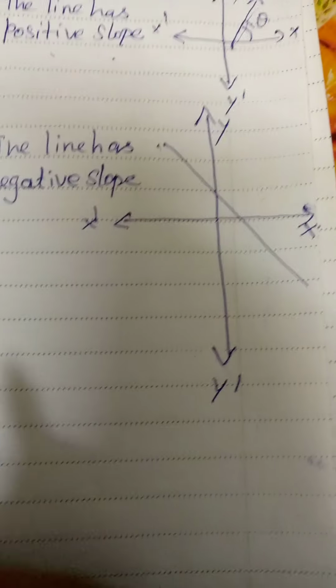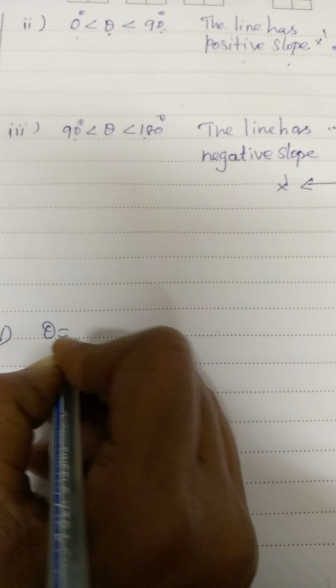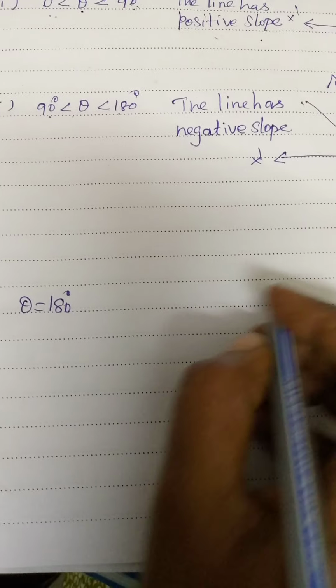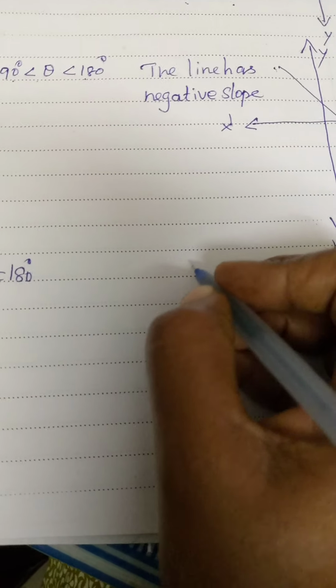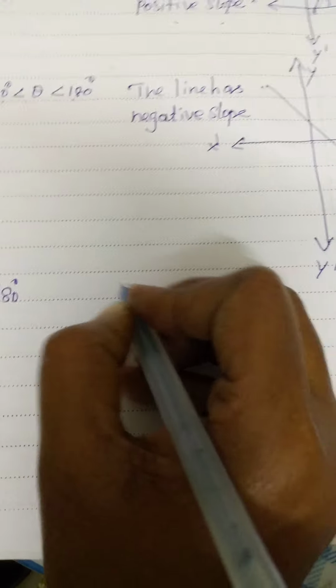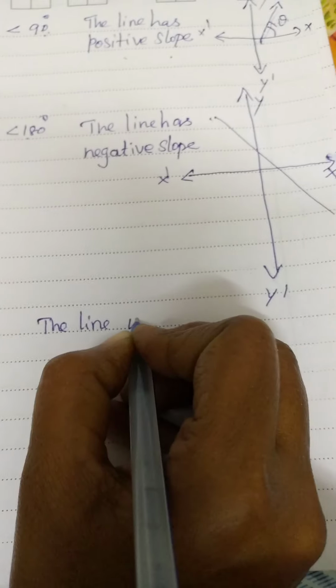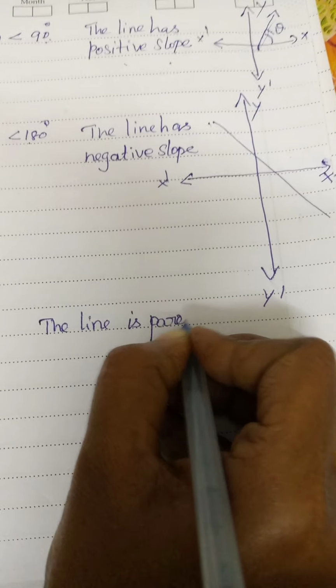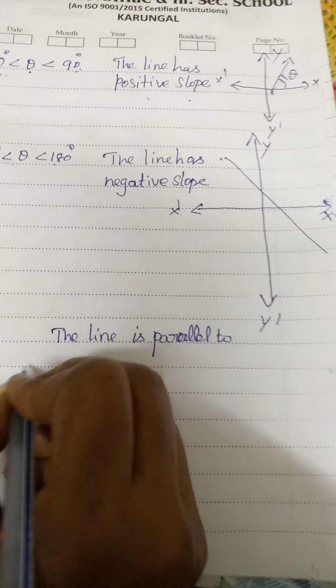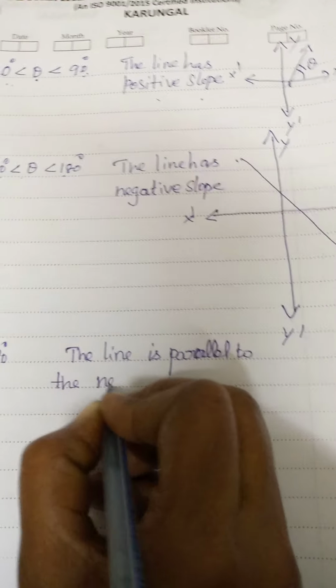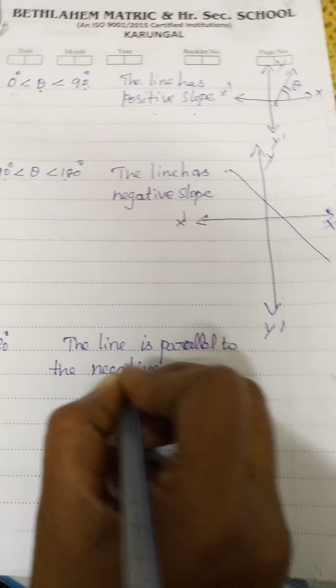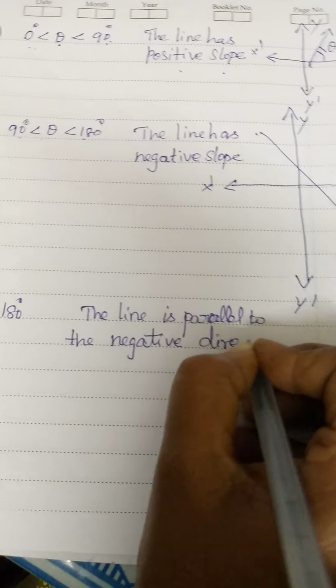Next condition, theta equal to 180 degree. Theta equal to 180 degree means that also will be a straight line. The line is parallel to the negative direction of the x-axis.